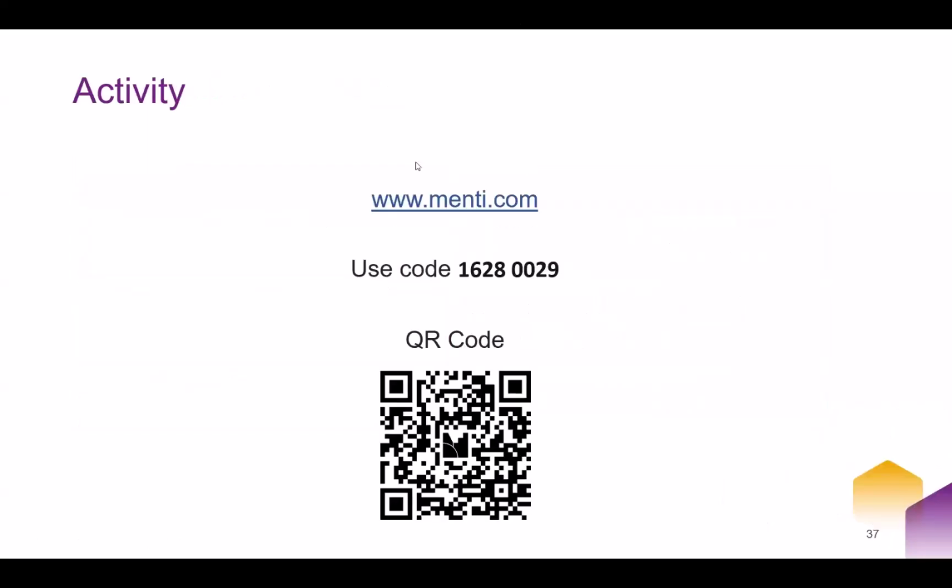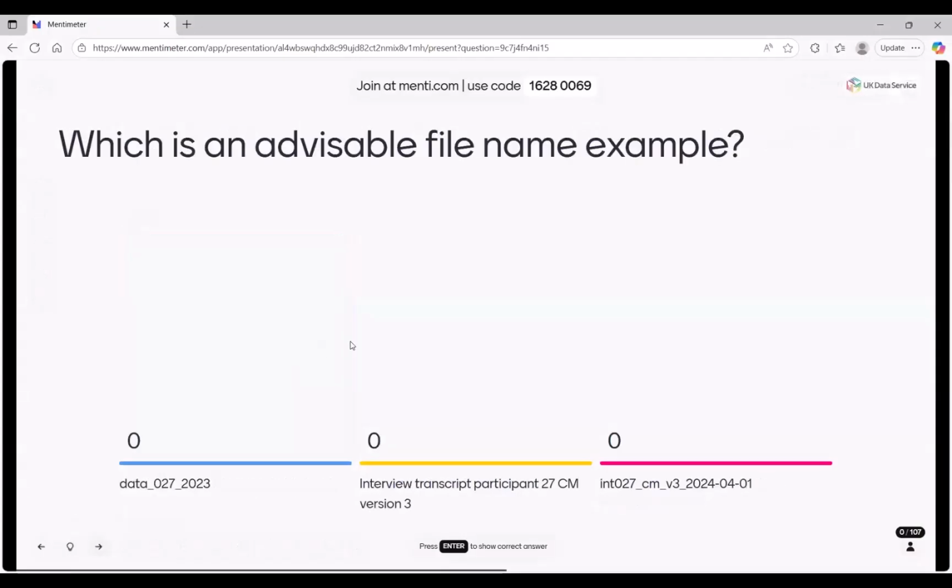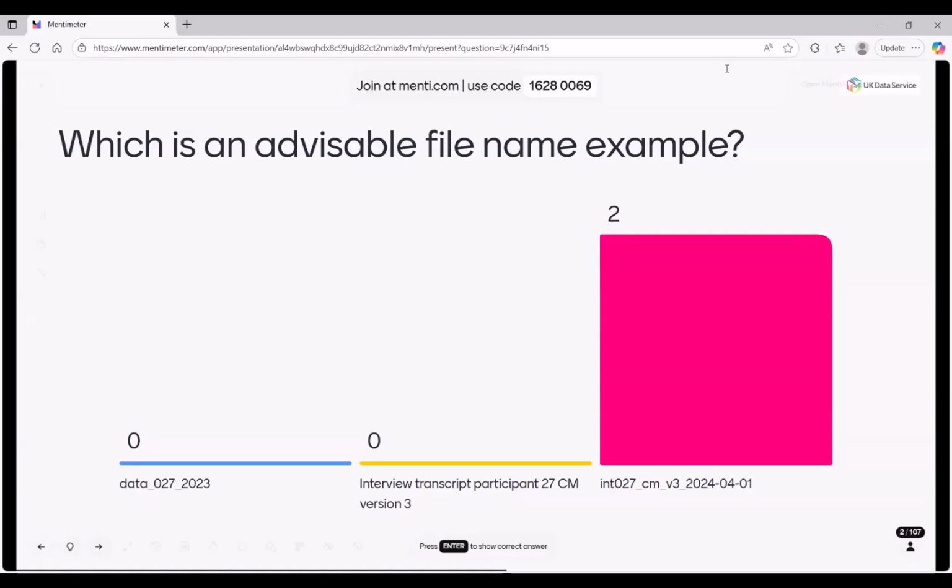Just a quick Menti again. So what do you think? Which is an advisable file name example?